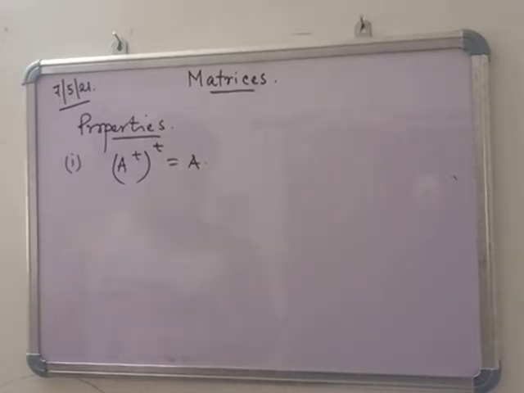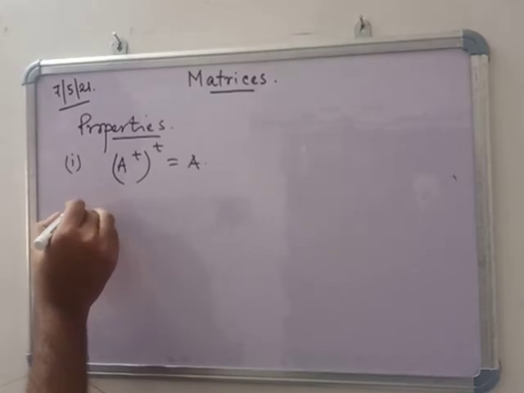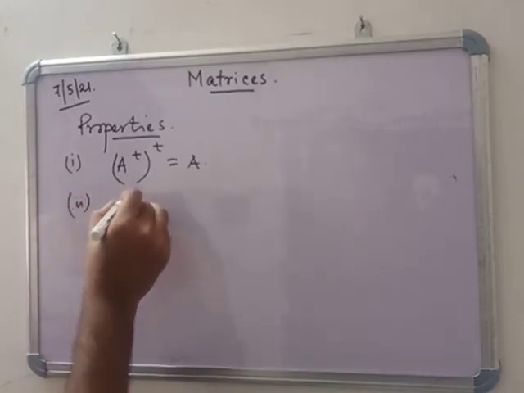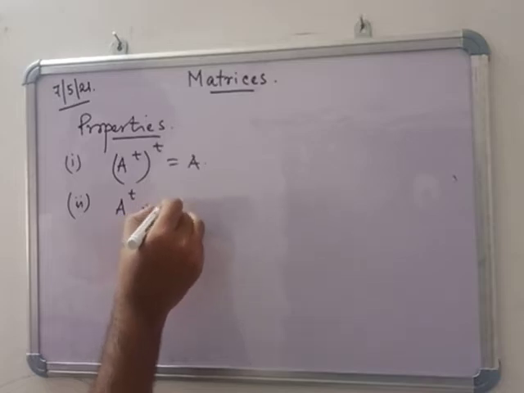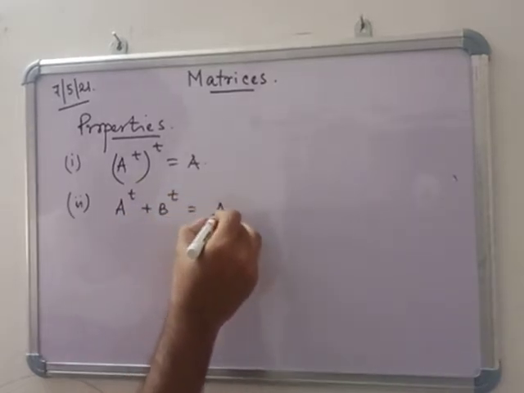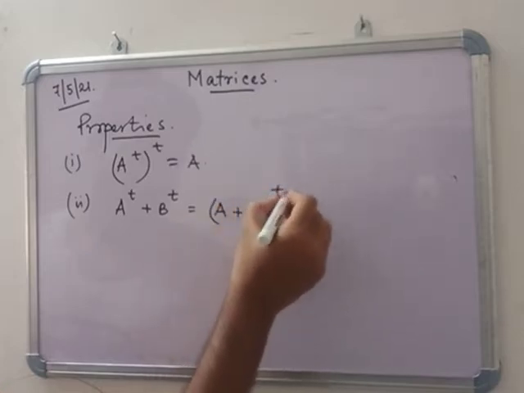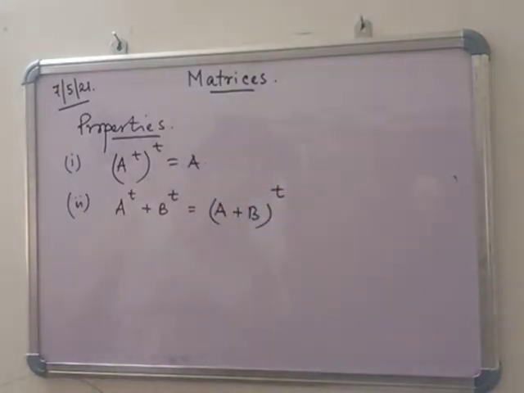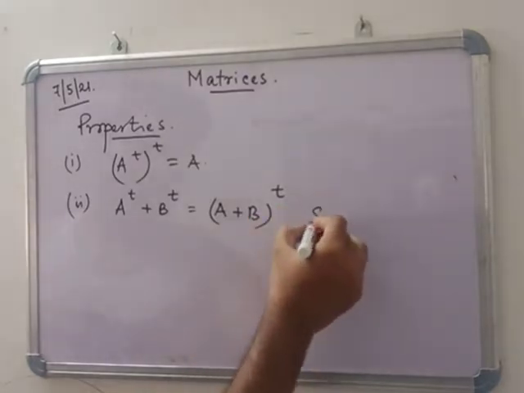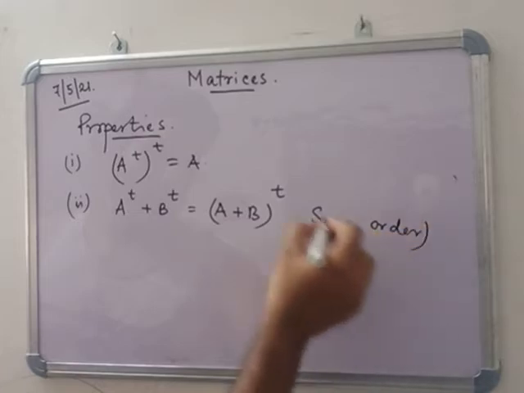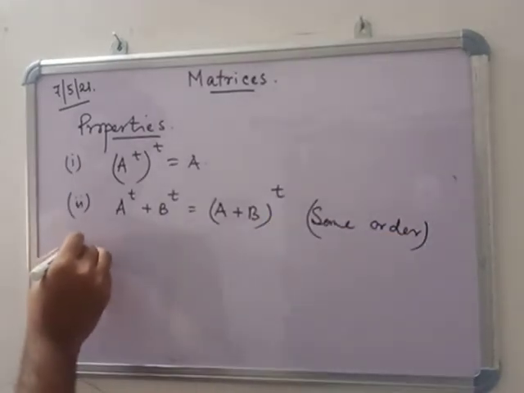Now, second one, very easy. This is A transpose plus B transpose equals A plus B whole transpose. Same order, this is the thing here. Same order.